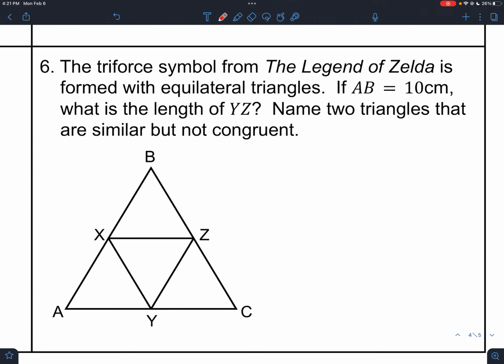Okay, and I wanted to comment real quickly on this sketch. It says the Triforce symbol is from The Legend of Zelda, and it's formed with 4 equilateral triangles. Well, there's really 5. There's 1, 2, 3, 4, and then there's a big one, right? It says if AB is 10, what is the length of this?